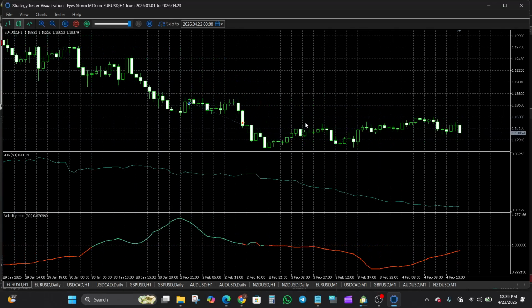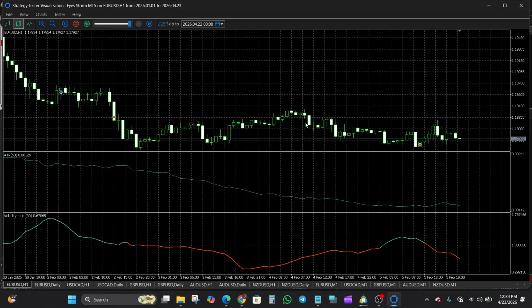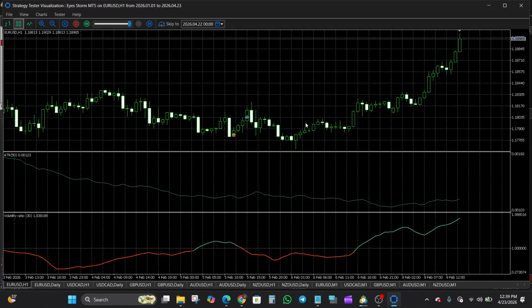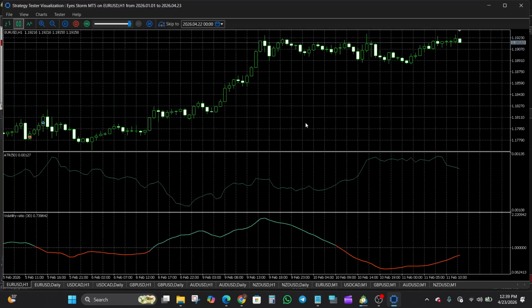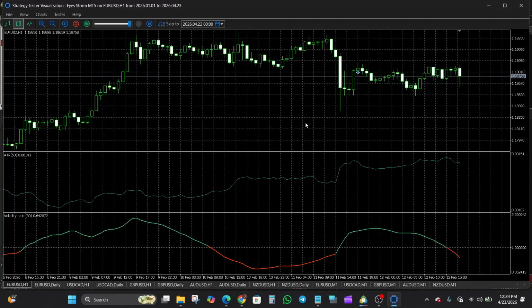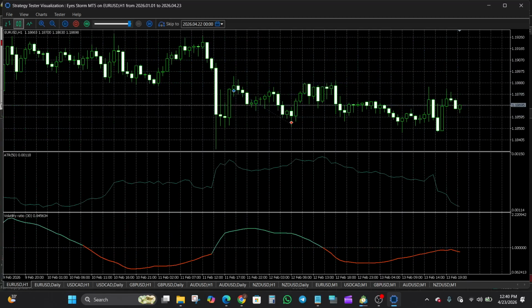Very important, because in volatile markets, fixed stops can either be too tight or too wide. So the adaptation based on volatility is quite important.